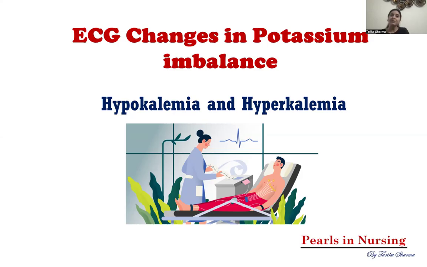In today's video, we'll be talking about ECG changes in potassium imbalance. We know that potassium is a very important electrolyte. It helps the heart by generating the action potential. So what happens if the potassium level is more or if the potassium level is less? The electrical conduction system also gets affected, and it is shown in the ECG also.